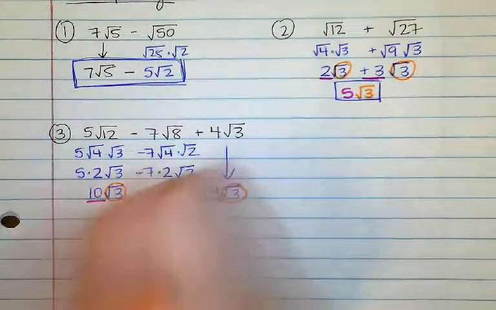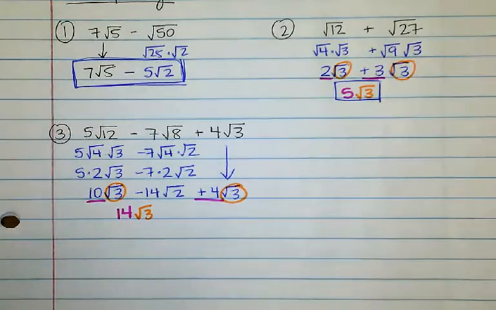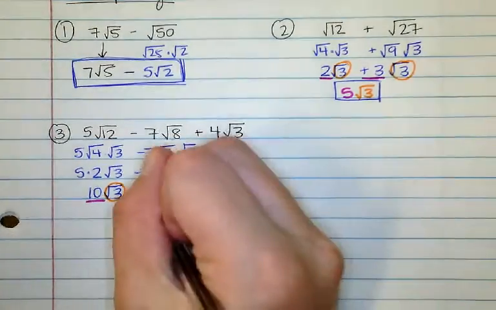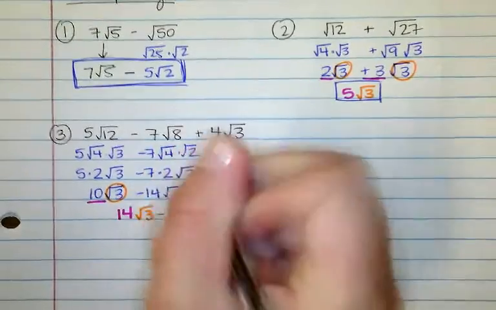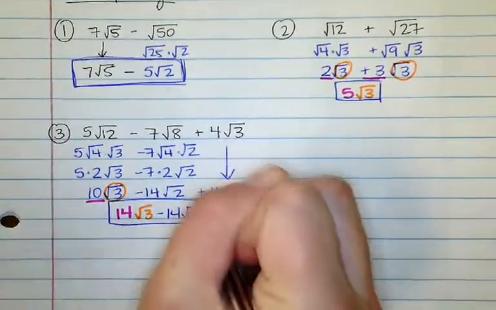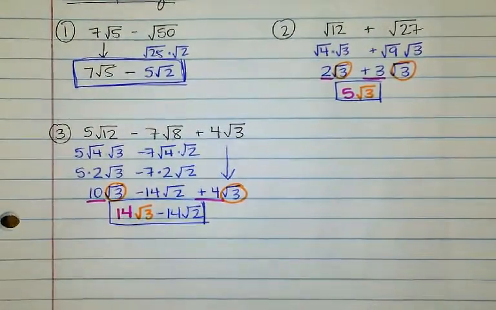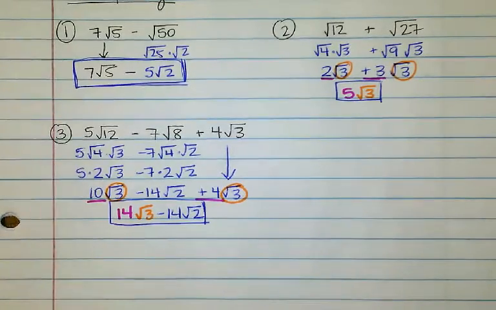And then this guy's still just kind of on its own, minus 14 radical 2. And that would be our final answer. You guys feel good about that? Ish, maybe? Alright, let's do another one.